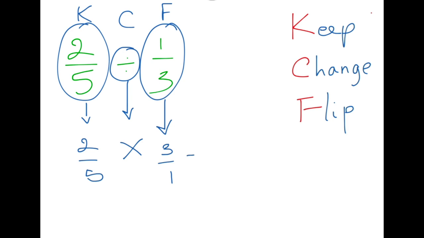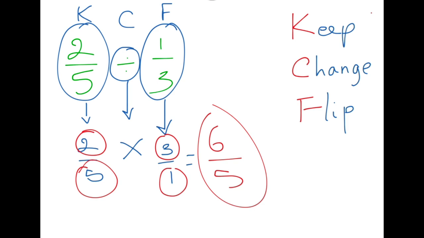And then you multiply as you would if you have a multiplication. So that's 2 times 3, that's 6. 5 times 1, that's 5. So that's your answer. That's it.